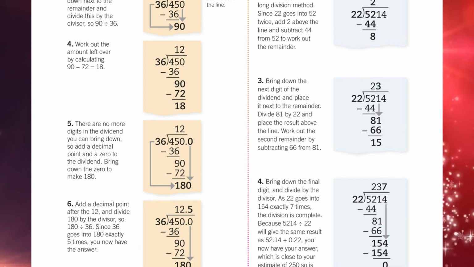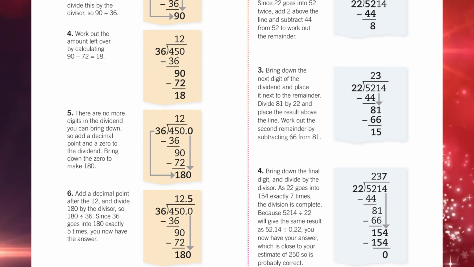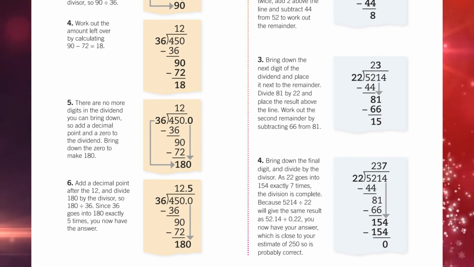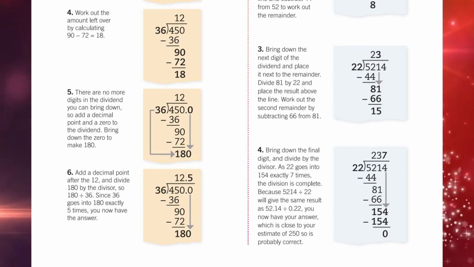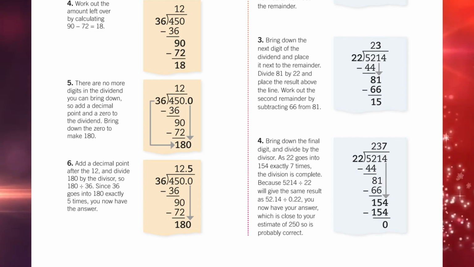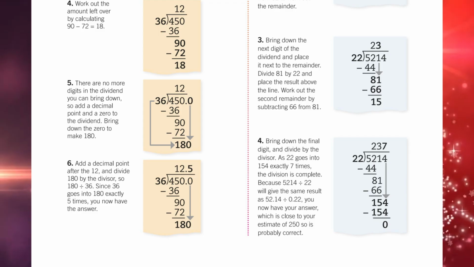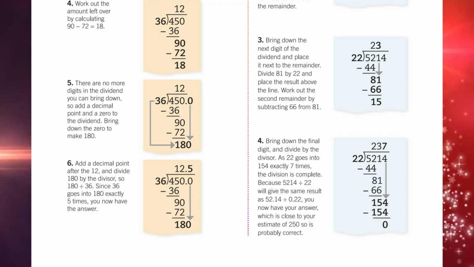4. Bring down the final digit and divide by the divisor. As 22 goes into 154 exactly 7 times, the division is complete. Because 5,214 divided by 22 will give the same result as 52.14 divided by 0.22, you now have your answer, which is close to your estimate of 250, so is probably correct.